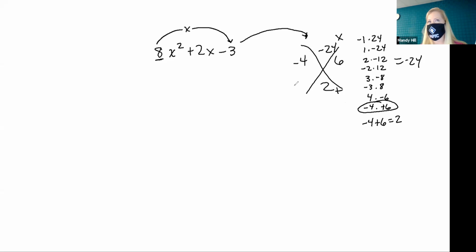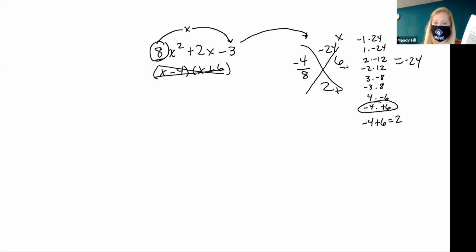This one has one extra step. If there's a number in front of the x squared, we multiply the first and the last and put it at the top. That was the first thing we had to do that was different. Now, the second thing we have to do is divide. We can't just come here and say x minus 4, x plus 6. That's not the answer. We need to divide the numbers we got, that multiply to be negative 24 and add to 2, by our leading coefficient, which is 8. We're dividing both of those numbers by 8.